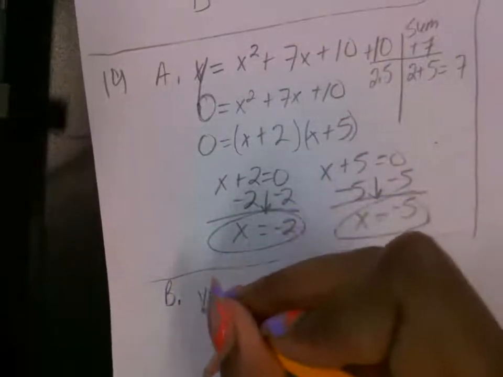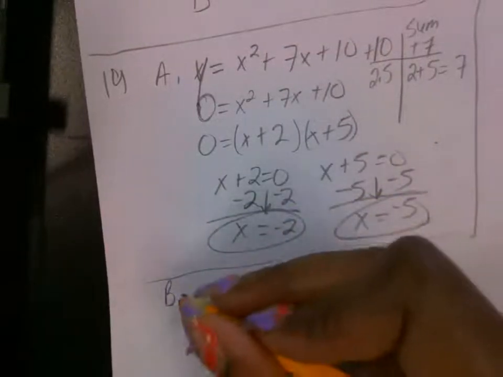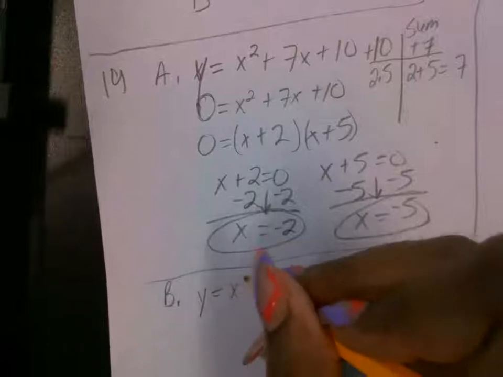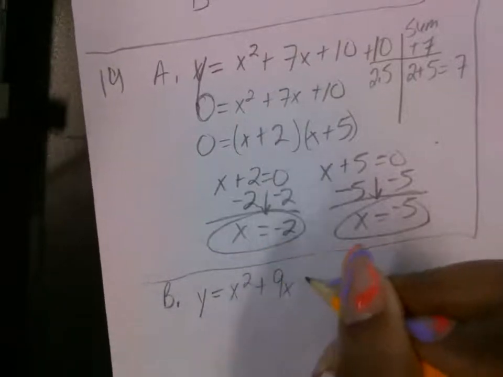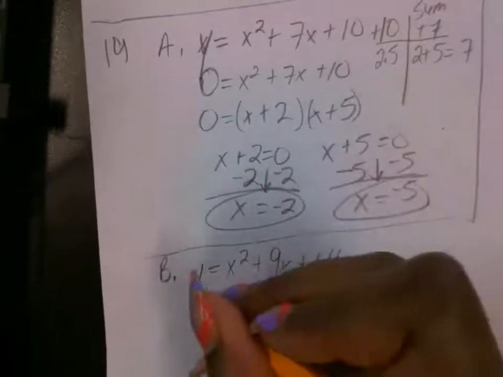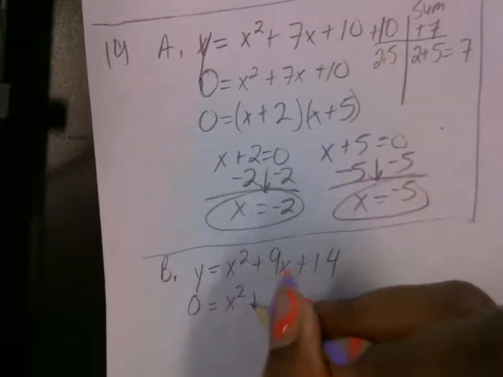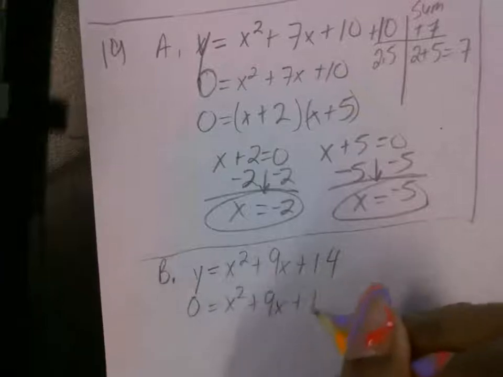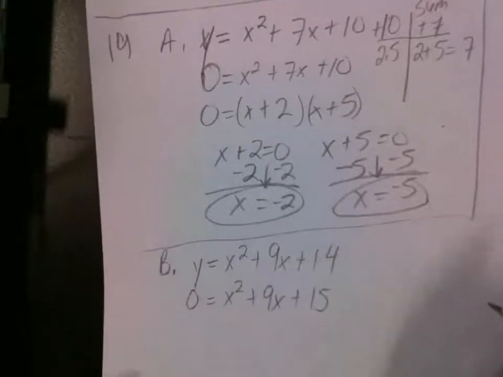Your letter choice B, sorry. y is equal to x squared plus 9x plus 14. Do the same thing again. This needs to be 0 because you're looking for your zeros, or your x-intercepts. You're solving the quadratic function.